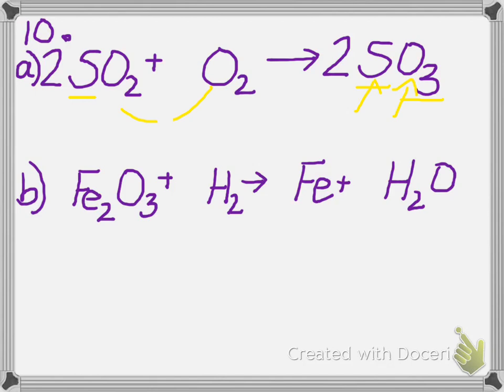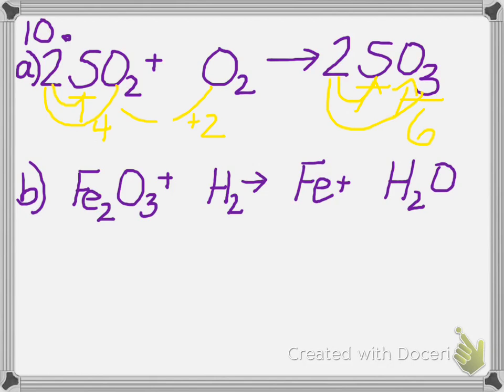So when I look at where we are at now, I have 2 sulfurs here, and I have 2 sulfurs here, so that looks okay. For oxygen, I have 4 oxygens here, plus 2. And over here, I have 2 times 3, which is 6 oxygens. So I have 6 oxygens on the left and 6 oxygens on the right. So now this is properly balanced.